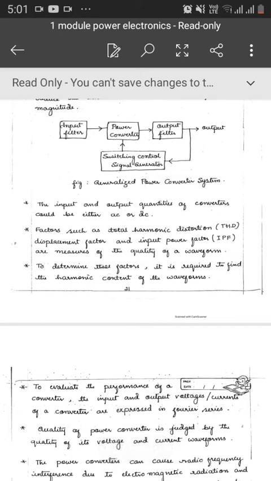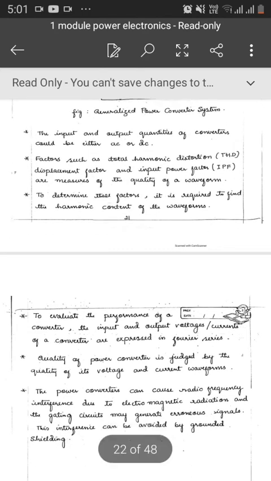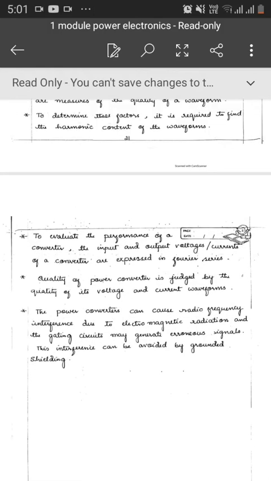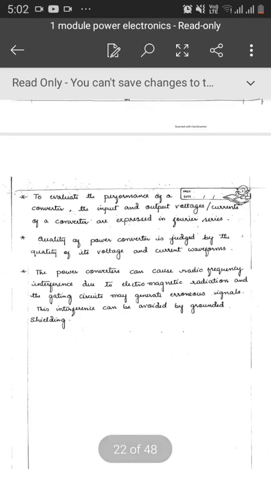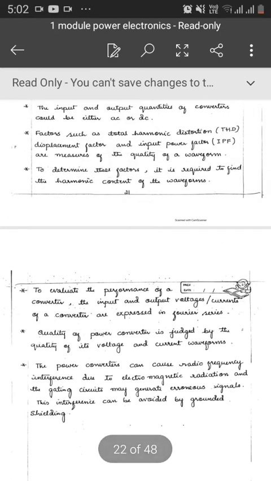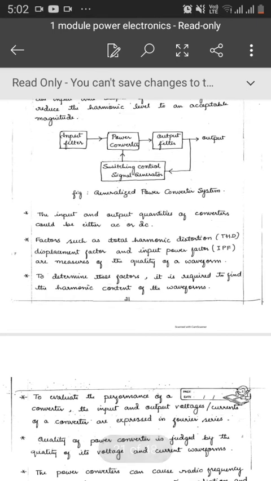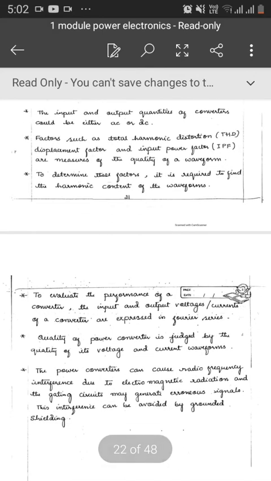The harmonic levels on the input and output side can be reduced by introducing filters on both sides of the power converter, as shown in the figure. The figure shows the generalized power converter system. The input and output parameters of the power system can be either AC or DC. To judge the quality of the waveform on the input and output side, the following factors are measured. First, total harmonic distortion, THD; second, displacement factor; third, harmonic factor; fourth, input power factor. These factors can be measured by expressing the input current and output voltage waveform in Fourier series form.